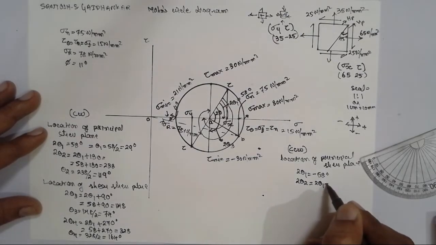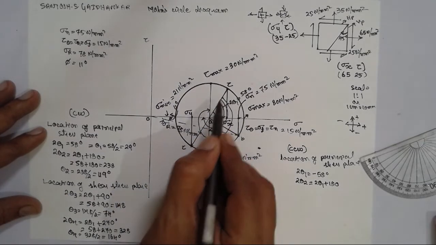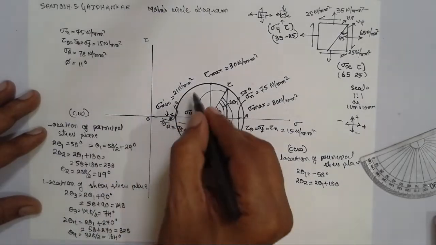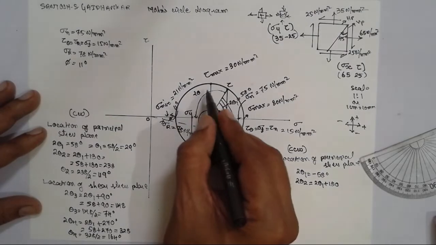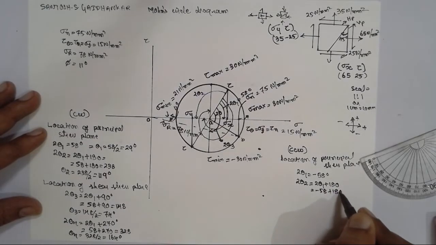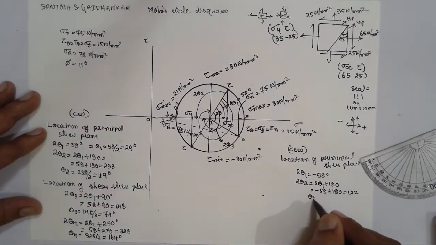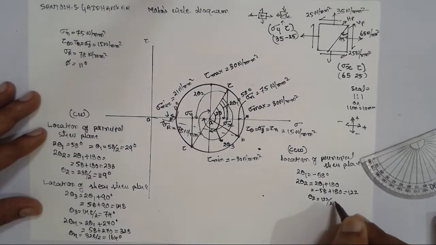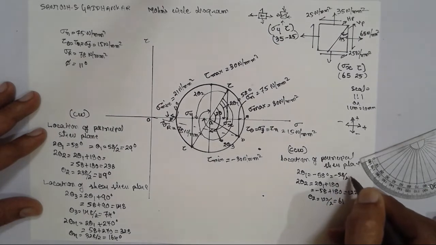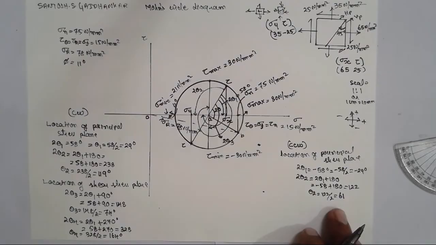Next, 2 theta 2, what happens? 2 theta 1 plus 180, you have to do it. That means this line has to touch over this line, which is referred to as 2 theta 2. Therefore, minus 58 plus 180, if you calculate, it will be 122. And theta 2, 122 divided by 2, is nothing but 61. If we divide here, minus 58 divided by 2, minus 29 degree. Here it is 61.